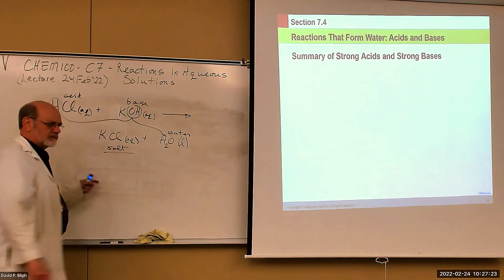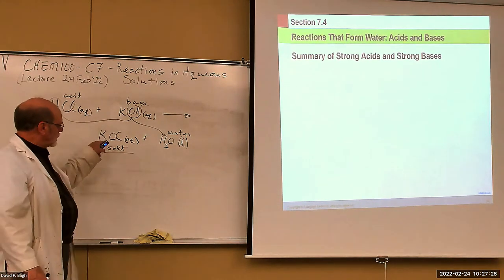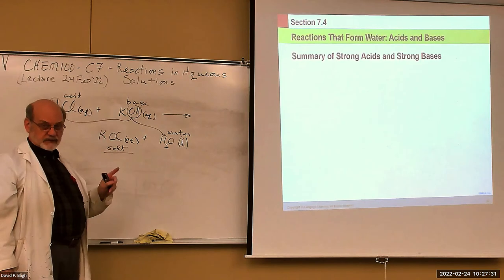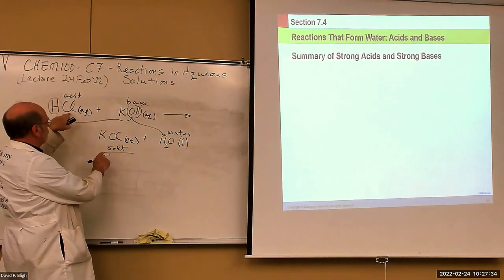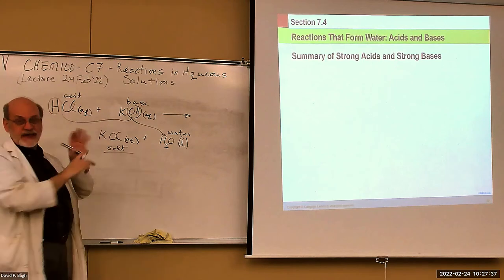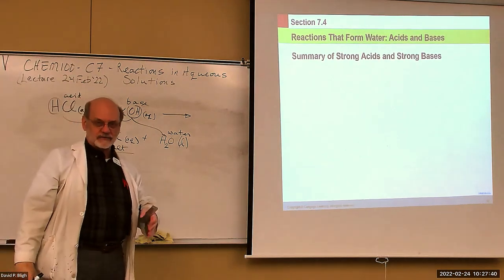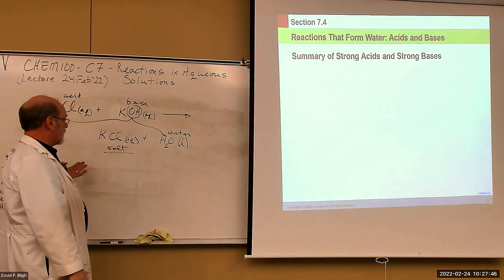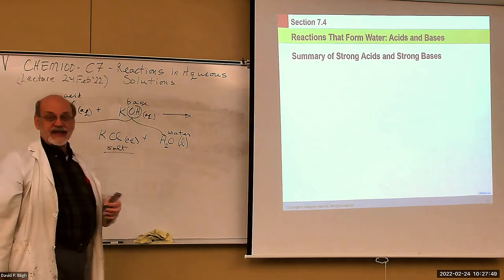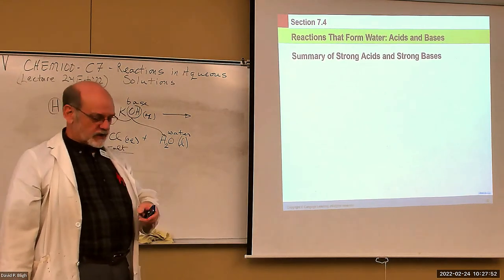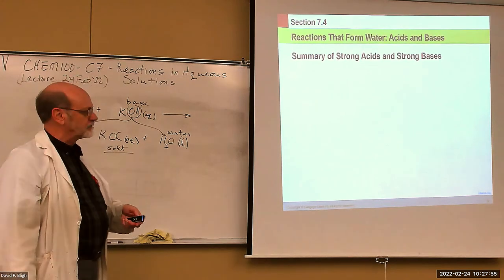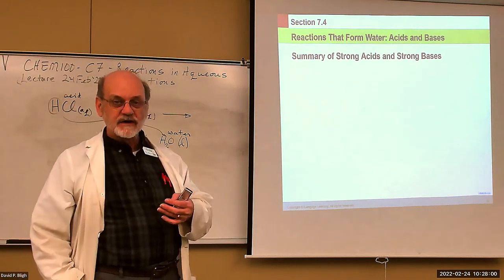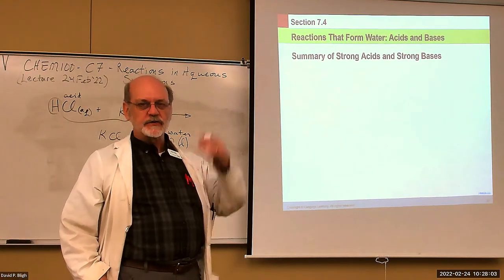Now, on occasion, that salt could be insoluble. It's possible. It just depends on the nature of this cation combined with that anion. So you could get a solid form, but you always get this one. And in that case, the net ionic equation would be the same as the complete ionic equation. Those are very rare. So if the question pops up, what's the net ionic equation for an acid-base reaction? It's always hydrogen plus hydroxyl yields water.